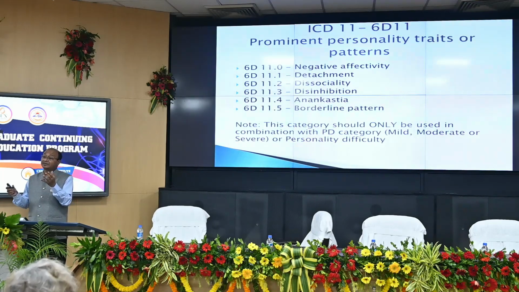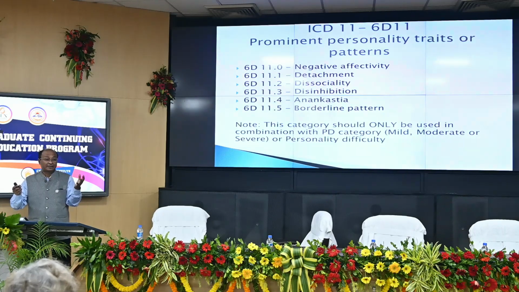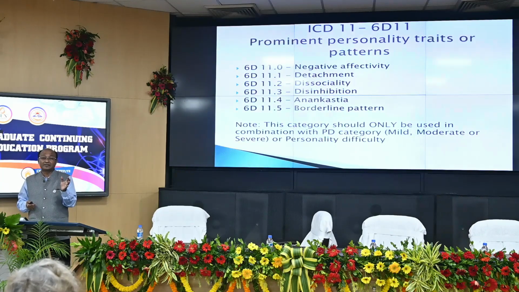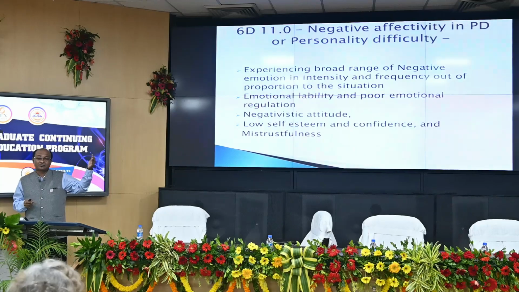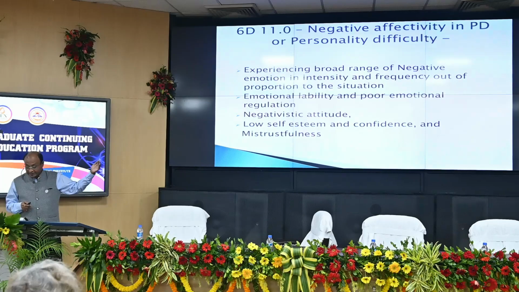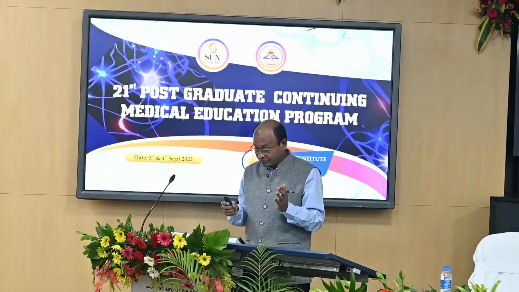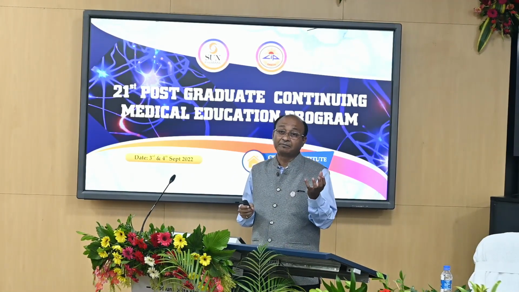Some people are not in the disorder, neither are they normal. So we come across many people like that. They are the personality difficulty type. That is very, very important, which ICD-11 has emphasized. So what is negative affectivity, what is dissociality, what is detachment, these are the criteria that are already there. These are the criteria for detachment. Patients present with patterns of symptoms that correspond to only one or only a few PDs.